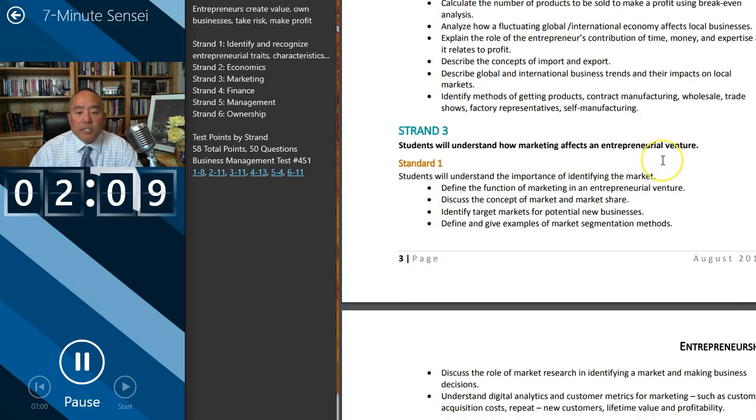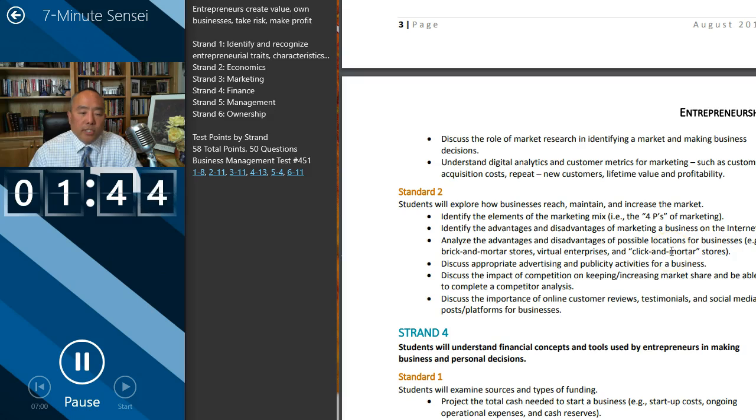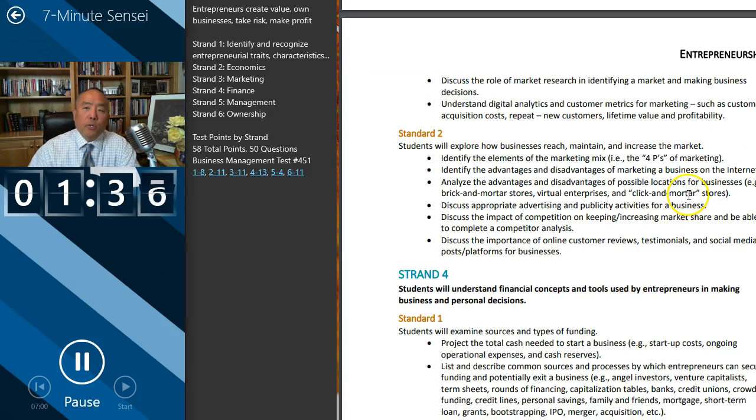In Strand 3, you'll understand how marketing works, and you'll learn things like market segmentation. So how do you segment your market and target market based on behavioristic, psychographics, demographics, geographics, and social graphics as well. That's your social network. Moving on to Standard 2, you learn the 4 P's of marketing. That's product, price, promotion, place, and through fine-tuning of your marketing mix, building a better product for your customers.